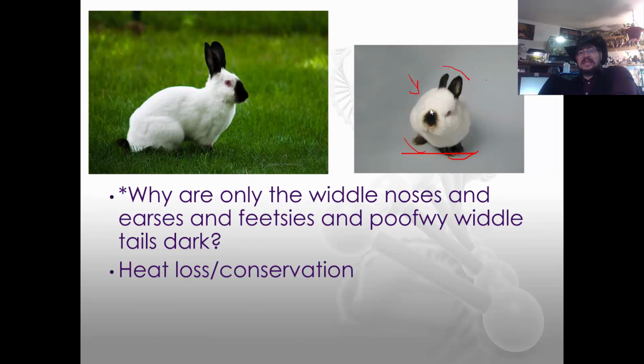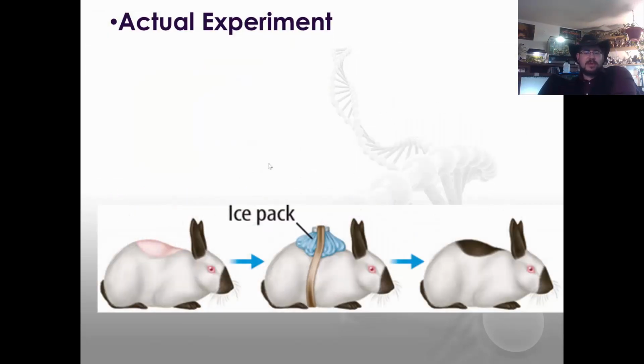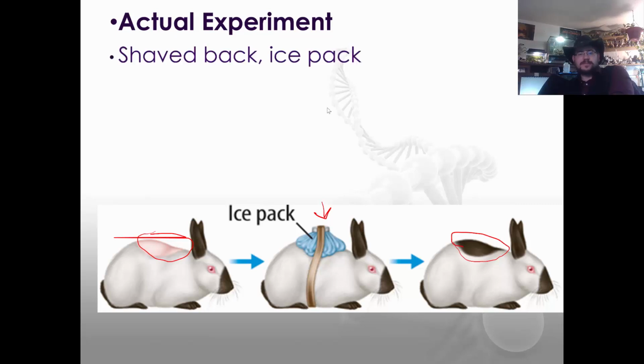And it's precisely during development the cold that turns those extremities dark. Right? So this was an actual experiment researchers did, where they took a Himalayan rabbit and they shaved its back. So they took a razor and they shaved its back. Then they put an ice pack on and left the ice pack on while it regrew its hair. And when it regrew its fur, the new patch of fur was dark. So that means that it was the environment governing the expression of that polygene.